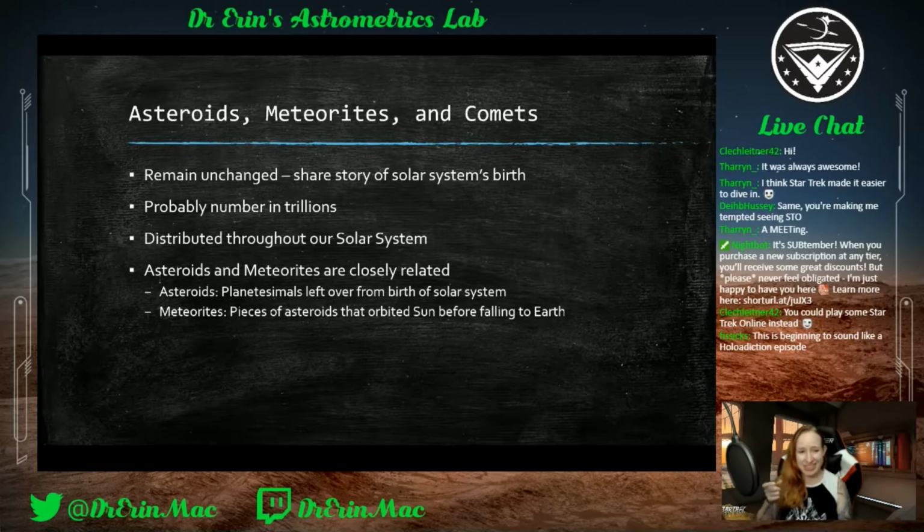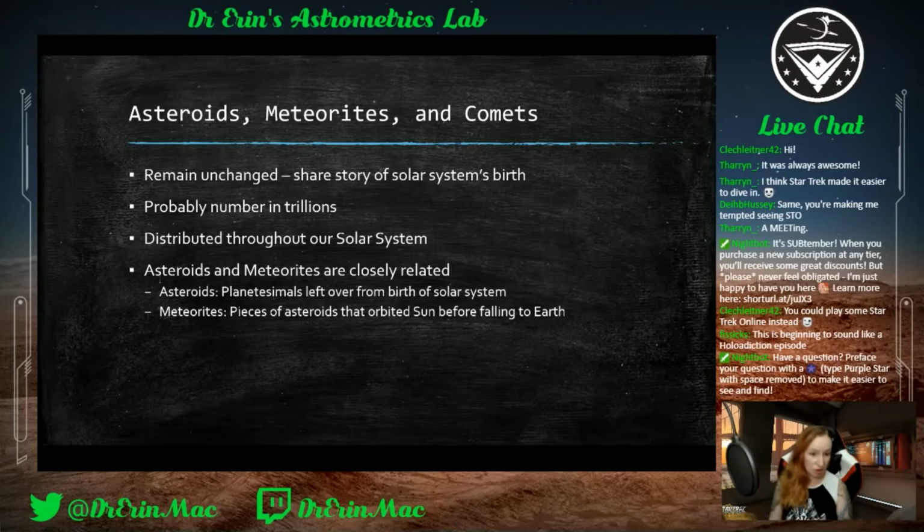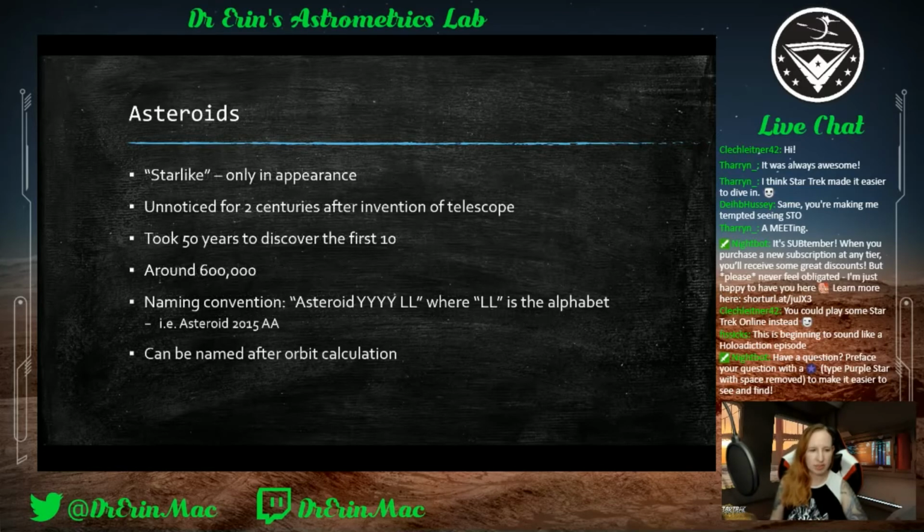And really the key is that asteroids and meteorites are pretty much the same thing. We have asteroids, which are planetesimals left over from the birth of the solar system, and then meteorites are ones that orbited the sun before they fell into Earth. So they're what we call near-Earth objects that actually made contact with the Earth. We'll get into that as well. But think of them as pretty much the same thing. We do have some classifications for meteors and meteorites that don't necessarily distinguish them just from the beginning of the solar system, but it's pretty much the same thing.